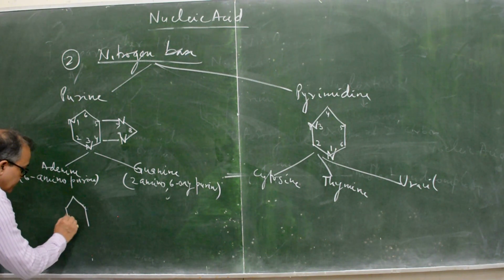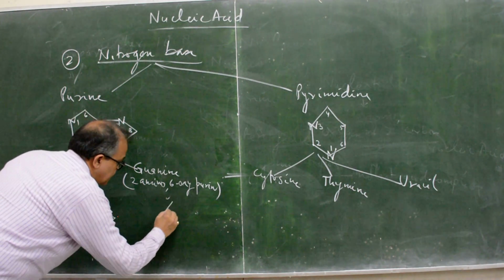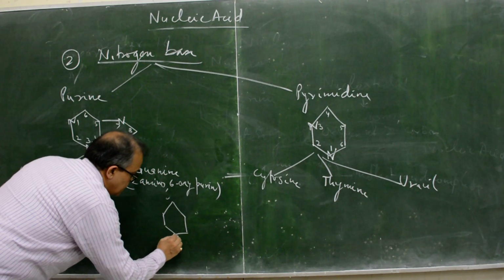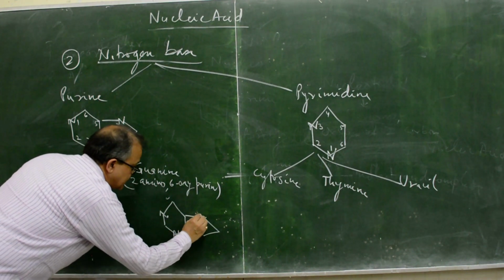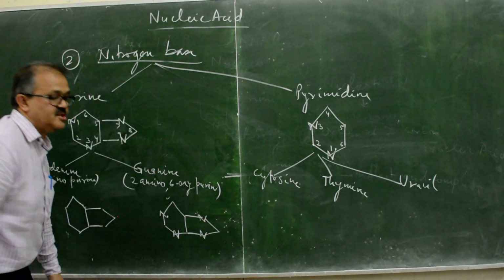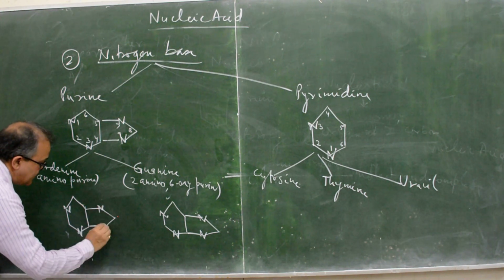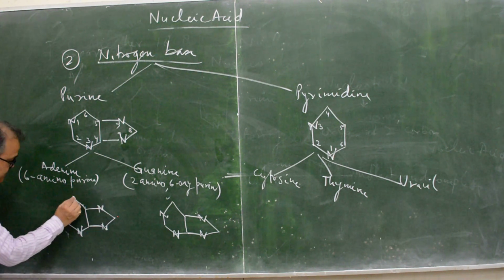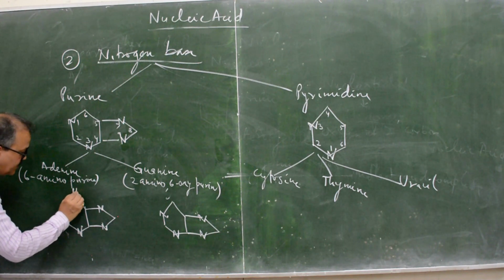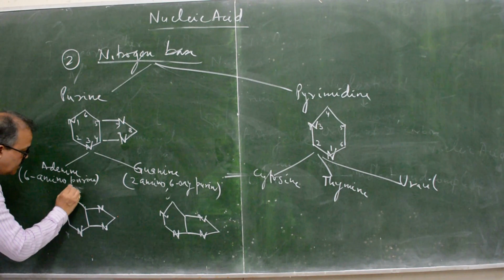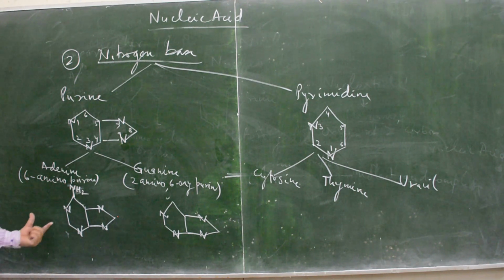These are the two rings, and they are fused. This is the purine ring. You know that the first, third, seventh and ninth positions are nitrogen. If at the sixth position, counting 1, 2, 3, 4, 5, 6, NH2 is present, it is known as adenine.